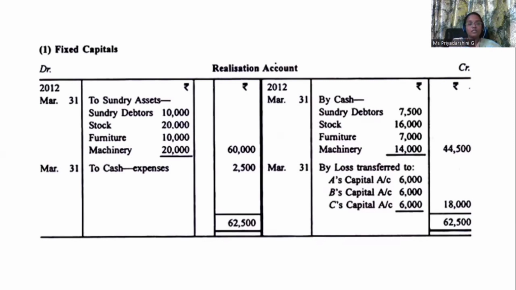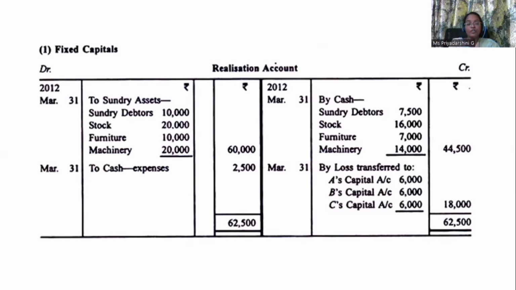So the first step is that if you see the realization debit side, the sundry assets are being listed. Whatever is there in the balance sheet except the cash balance, everything is listed here. Sundry debtors, stock, furniture, and machinery are being debited to sundry assets. And if you see the credit side, whatever assets have been realized for the amounts has been listed. So how much value each and every asset fetched has been listed on the credit side.